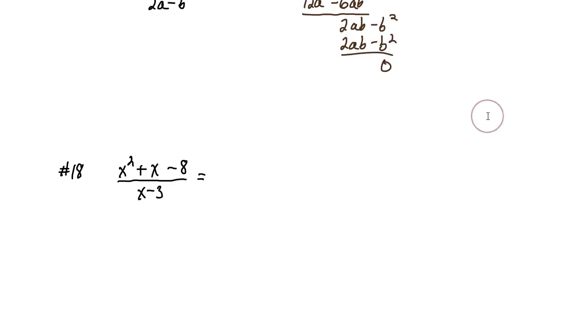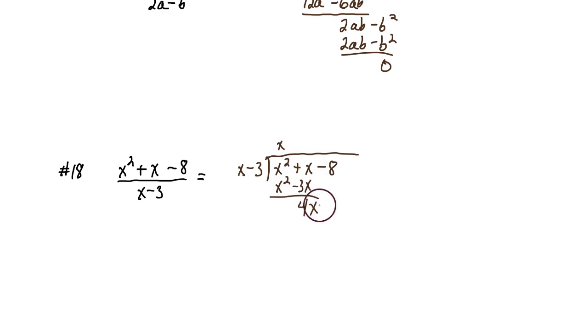Number 18, we can use the same technique. Let's divide the x minus 3 into the trinomial. X times x is that x squared, and x times negative 3 is negative 3x. Now subtract. 1x subtract negative 3 is 4x. And bring down the negative 8. X times positive 4 is that 4x. And 4 times negative 3 is negative 12.